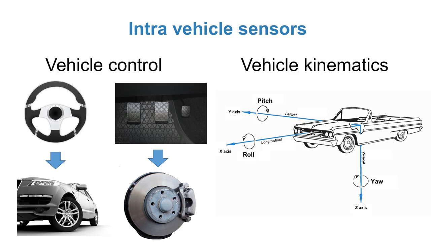In this lecture I will cover a few sensors in each of the two categories of intra-vehicle sensors: vehicle control sensors and vehicle kinematic sensors. Sensors for vehicle control include pressure sensors and angle or rotation sensors. Sensors for vehicle kinematics include, for example, vehicle X, Y, and Z acceleration and the angular rates of roll, pitch, and yaw. As you see, all of the sensors overlap with sensors used in the passive safety domain, although they are often used for different purposes.